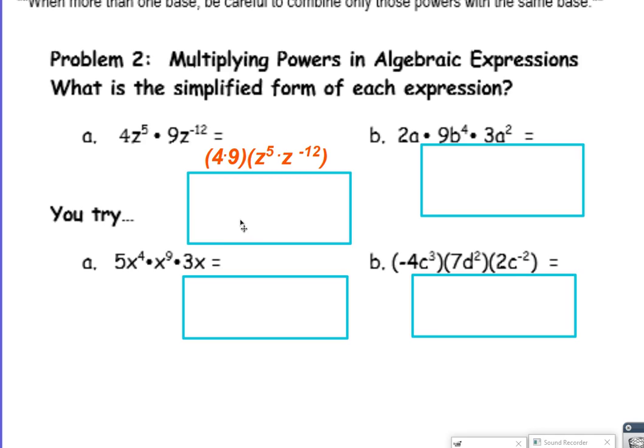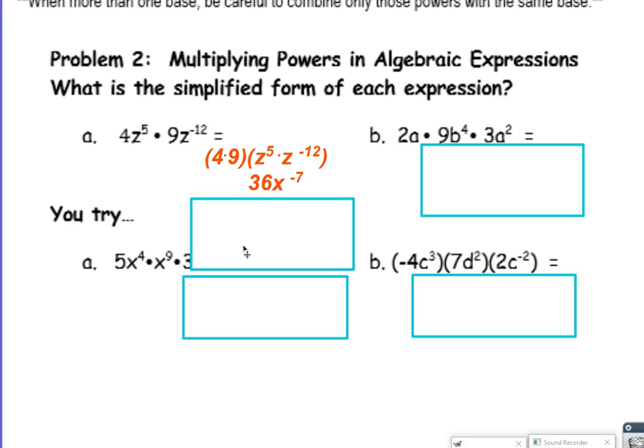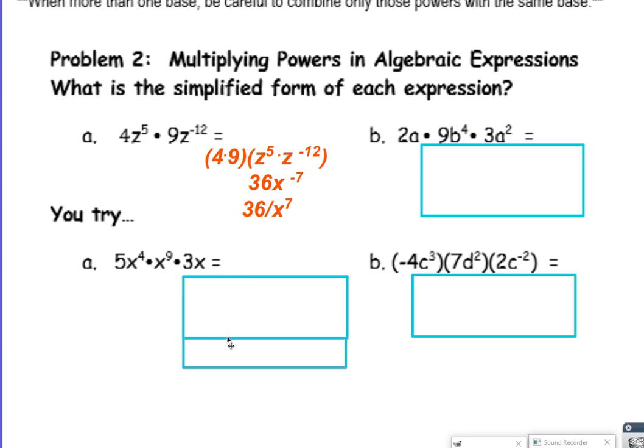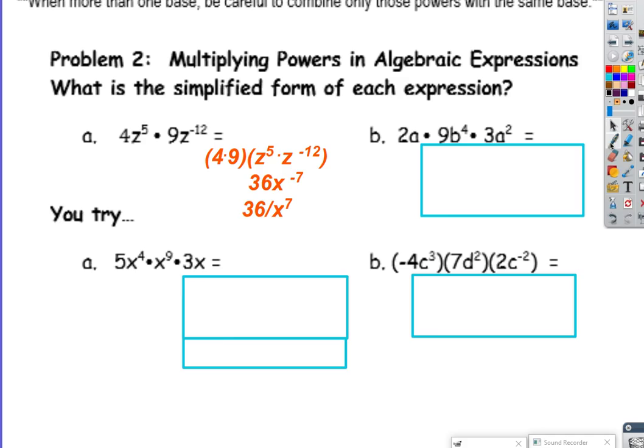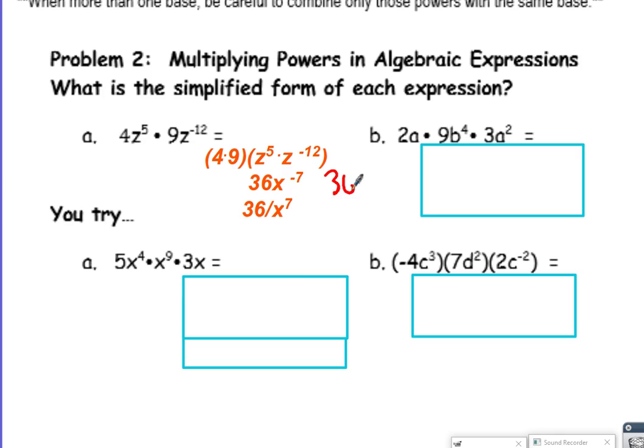So z to the 5th times z to the negative 12, we add exponents. 4 times 9 is 36. 5 plus a negative 12 is a negative 7. And that z to the negative 7 has to move to the denominator to get 36 over z to the 7th.